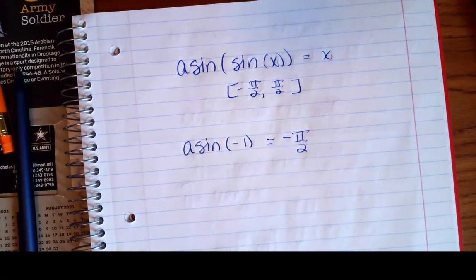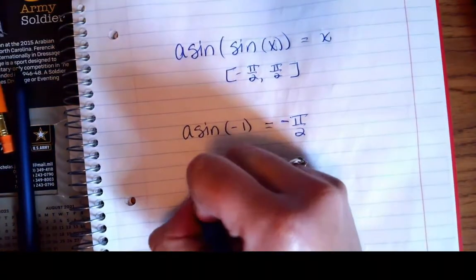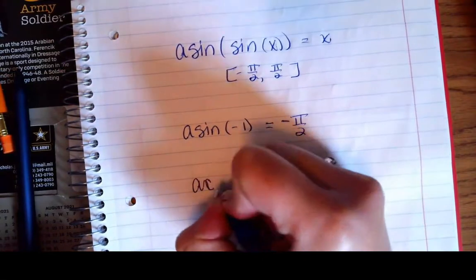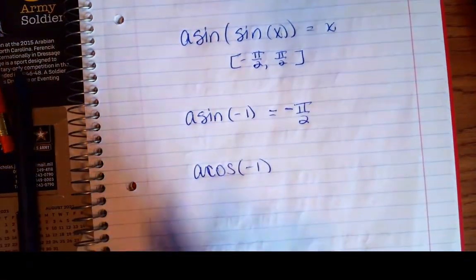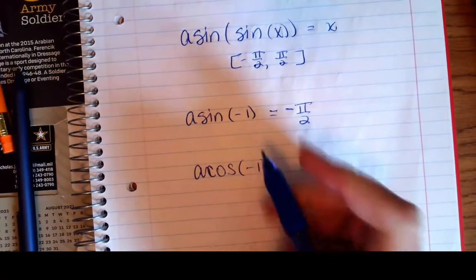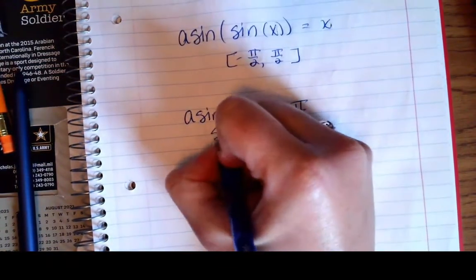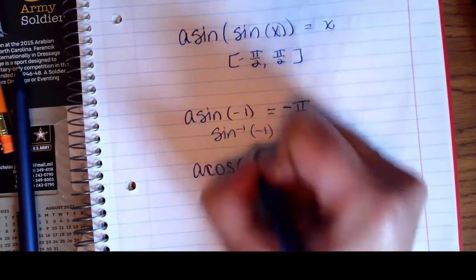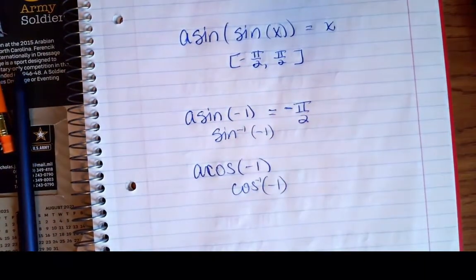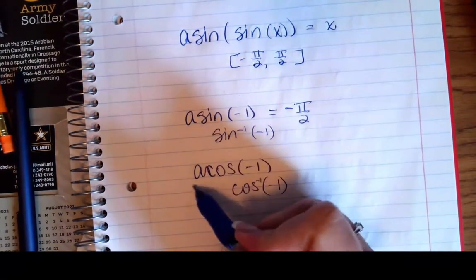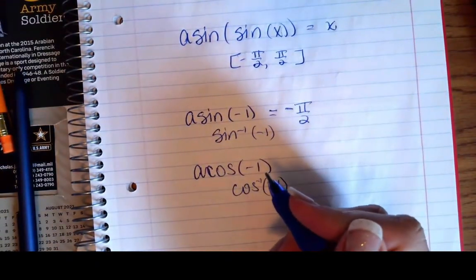So let's try another one. I've got the arc cosine of negative 1, which, remember, this can be written as the inverse sine, and this can be rewritten as the inverse cosine. I choose to write a sine and a cosine just as an abbreviation.